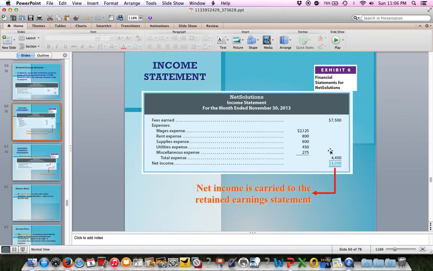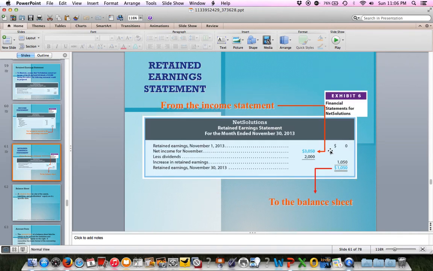Here's an example of the income statement. It's revenues less all the expenses incurred in that month. So this is November's. And it says that for November, we had revenue of $7,500, expenses of $4,450, net income was $3,050. That $3,050 then is transferred to the statement of retained earnings.